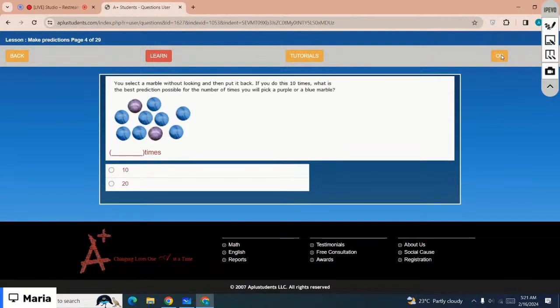Okay. You select a marble without looking and then put it back. You do this 10 times. What is the best prediction possible for the number of times you will pick a purple or a blue marble? So, which is the correct option?